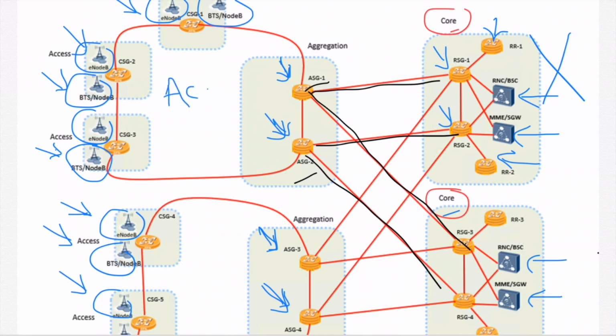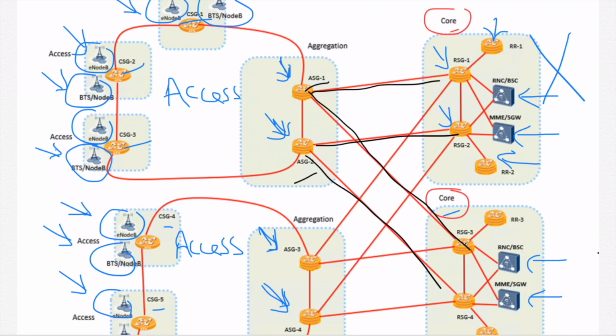This is an access ring and this is another access ring. In each access ring we will have a number of cell site gateways: CSG1, CSG2, CSG3 for the first ring, and CSG4, CSG5 for the second access ring. In the IPRAN network we will have a huge number of access rings connected to a pair of ASG nodes, and the ASG nodes should be connected to at least 2 core sites in order to protect themselves from any total failure that may occur in one of the core sites.